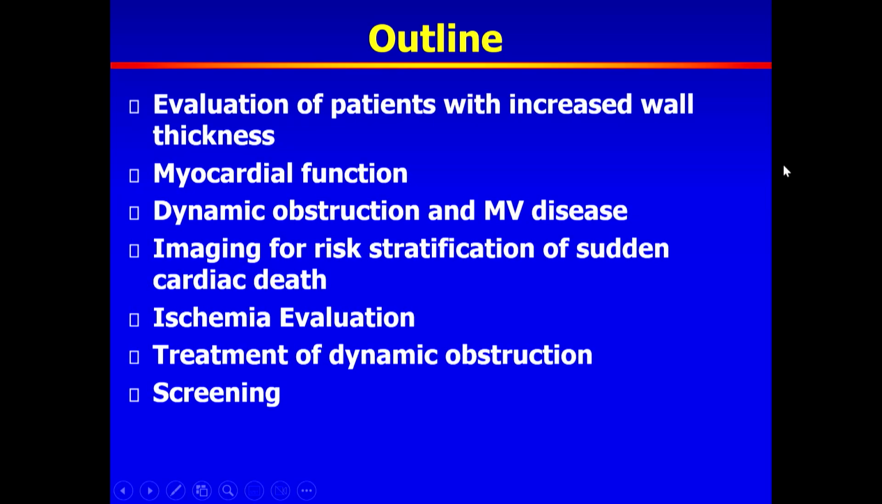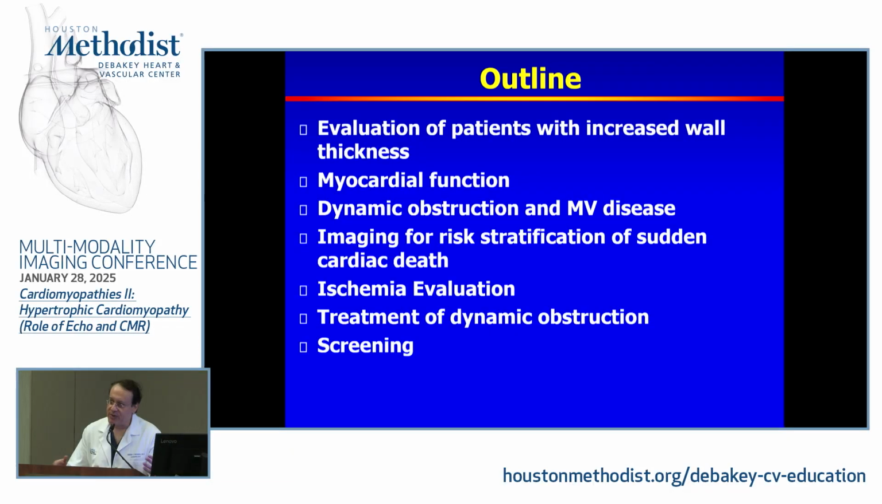So what are the goals of imaging? One is evaluation of patients with increased wall thickness. One group of patients will make it to the imaging labs because wall thickness is increased. Not every increased wall thickness is hypertrophic cardiomyopathy. We want to assess myocardial function, systolic and diastolic function. Patients with hypertrophic cardiomyopathy can have dynamic obstruction. About 2/3 of them may have it at rest or with provocation. There are also various grades of mitral valve disease that can be present.